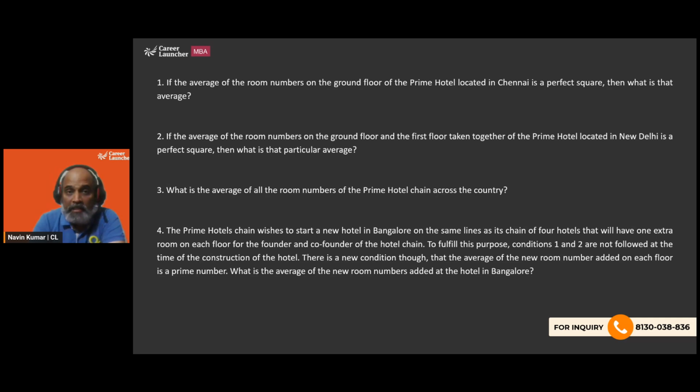So basically, there are obviously going to be cases, at least 4 cases, because we have got 4 such hotels. If they're talking about Chennai, it could be one of those 4 cases. Out of those, we need to figure out, if the average is a perfect square, which perfect square could that be? Same goes for New Delhi. Since all the questions are data questions, even though there are going to be cases, we will still be able to figure out which combination they are talking about.